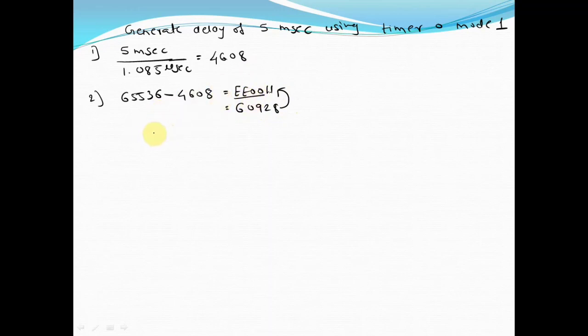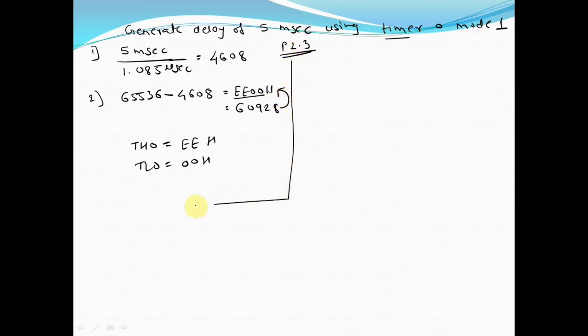So in this case, as we are using timer 0, we are going to load TH0 with EE and TL0 with 00H. Now we'll follow the steps and start writing the program. Here we are going to check the output on port pin 2.3. Let us consider any port pin. So actually we are going to toggle port pin 2.3. So now let us start with the program.